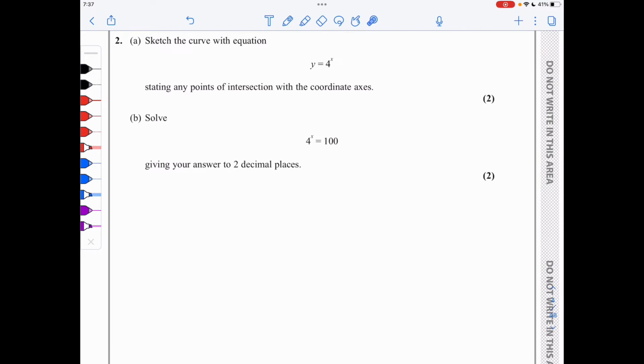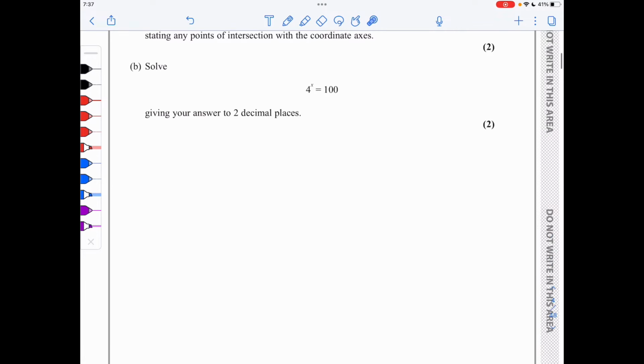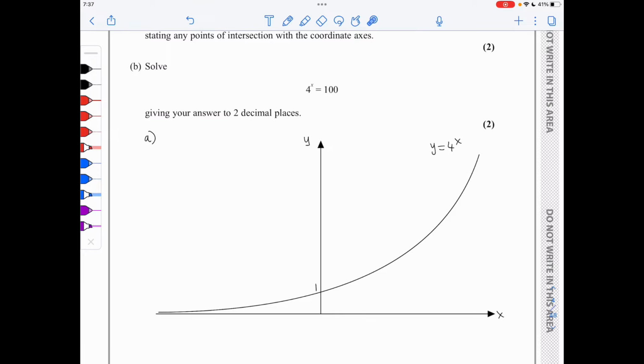In 2a, we need to sketch the curve with equation y is 4 to the x, stating any points of intersection with the coordinate axis. Where we're dealing with an exponential curve, we know that when x is 0, we've got y being 4 to the 0, which is equal to 1. We know that the horizontal axis is an asymptote, and therefore the graph should look something like this. So from left to right, it takes off, going off to infinity.